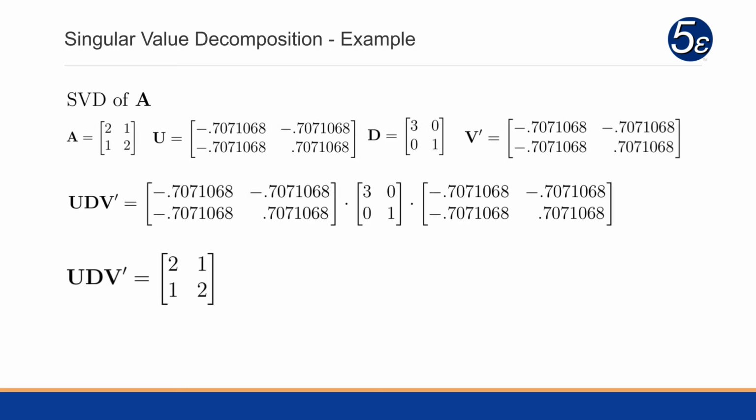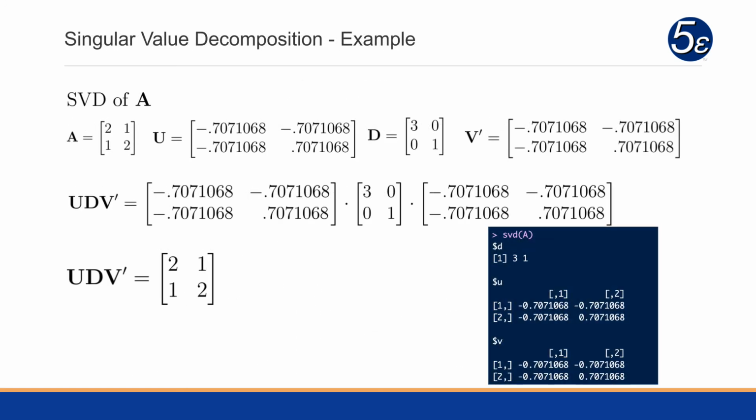Here's an example of our singular value decomposition. We have our matrix A as 2, 1, 1, 2, and we compute our U matrix, our diagonal matrix, and our V transpose matrix. When we multiply these three matrices together, we can see that it will return our UDV.